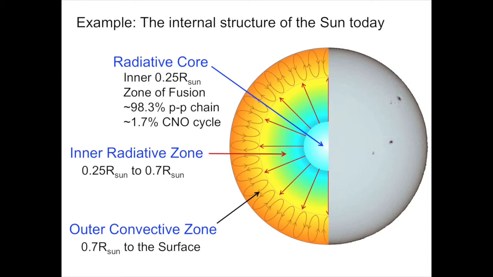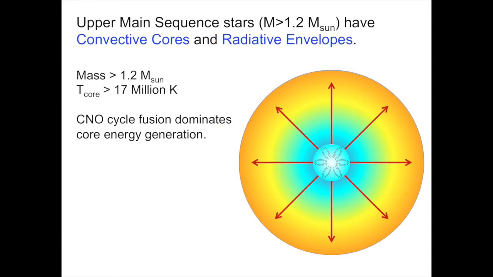Finally, the highest mass stars, what we will call the upper main sequence, are going to be all those stars whose masses are greater than 1.2 times the mass of the Sun. These are going to have almost the opposite structure of the lower main sequence. Where the lower main sequence had radiative cores and convective envelopes, upper main sequence stars have convective cores and radiative envelopes. These are stars whose masses exceed 1.2 times the mass of the Sun and whose core temperatures exceed 17 million degrees Kelvin. 17 million degrees Kelvin is the key.